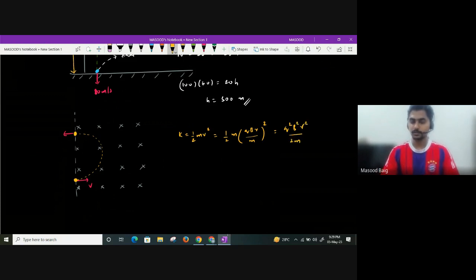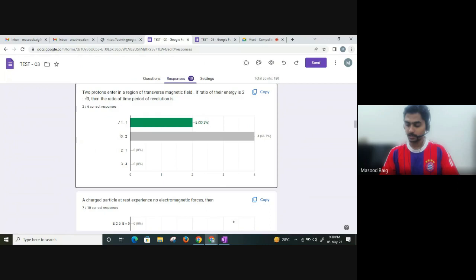So what is K1 is to K2? What can we understand from this? Q will be the same, mass will be the same, B will be the same. So kinetic energy will be proportional to r square. So K1 divided by K2 will be R1 divided by R2 whole square. So the radius ratio will be root over K1 divided by K2. The ratio of their energy is given as 2:3.